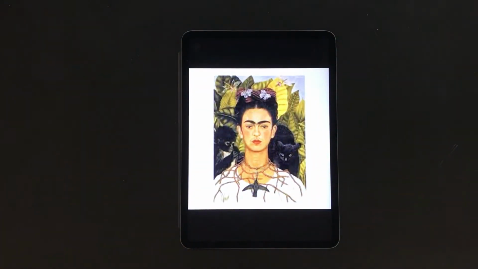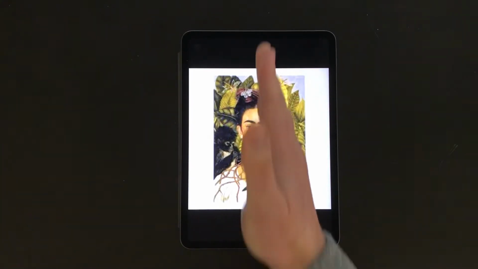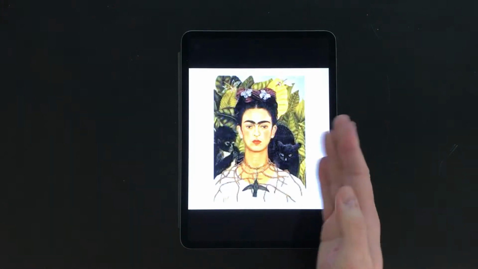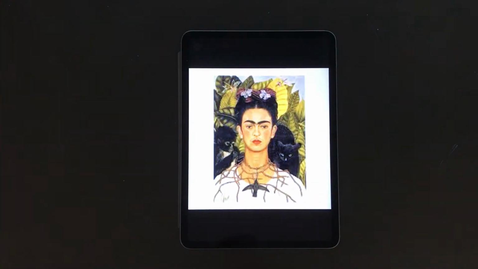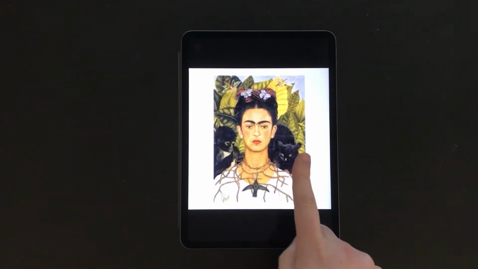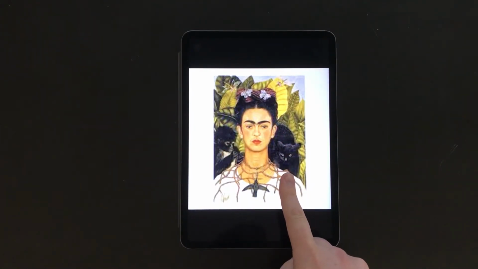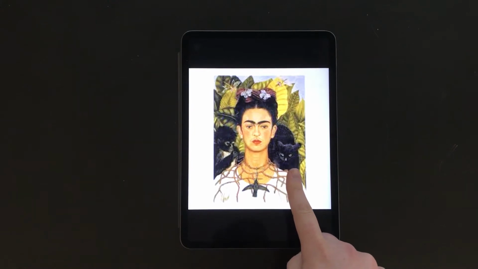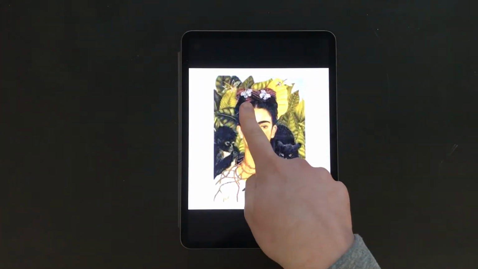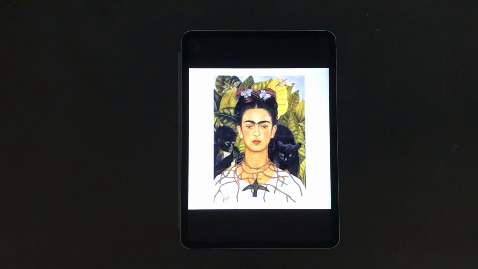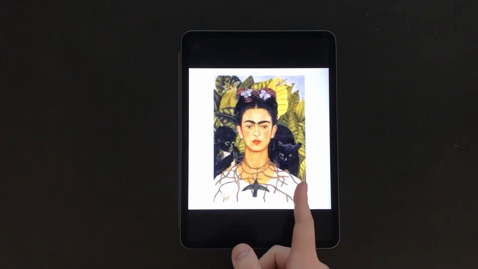Next, we have this self-portrait by Mexican painter Frida Kahlo. Now, her painting is very symmetrical, meaning it's about the same on both sides. She's facing the viewer straight on. She's got a monkey on one side, which is balanced out by a tiger or a panther on the other. You can see the butterflies in her hair are balanced, so she is very symmetrical, very equal on both sides.